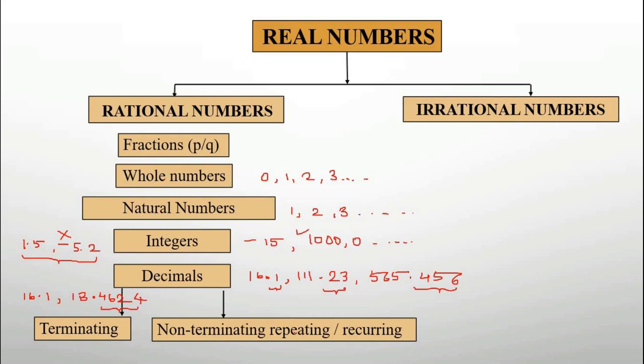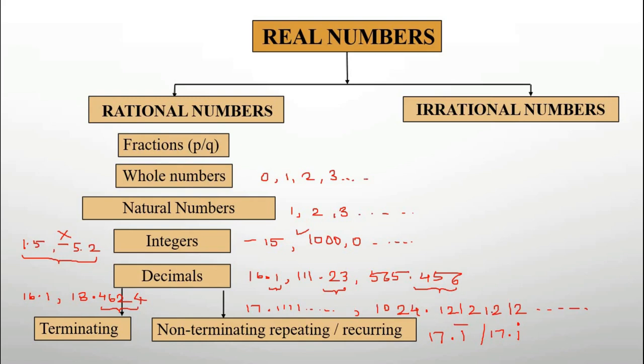And non-terminating repeating or recurring decimals are of the form 17.1111. It continues. Or it can be written as 1024 point, it repeats. For example, it is 1212, 1212 and so on. So there are various ways of writing these repeating or recurring decimal numbers. For example, 17.1111 could be written as 17.1 and they usually put a bar above the 1, the repeating number, or it can be written as 17.1 and above the 1 they put a dot. So the meaning is the 1 keeps on repeating forever.